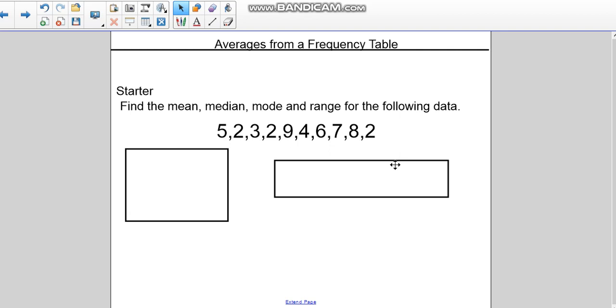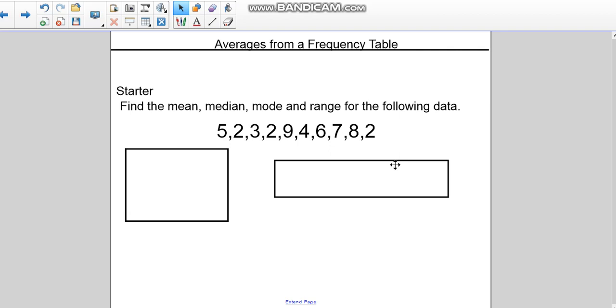Good morning, Year 8. So, we started a statistics topic last week and we looked at some of the words involved and the meanings, and we also looked at finding the mean, the median, the mode and the range. We're going to continue with that this week, but looking at the data presented in a different format.